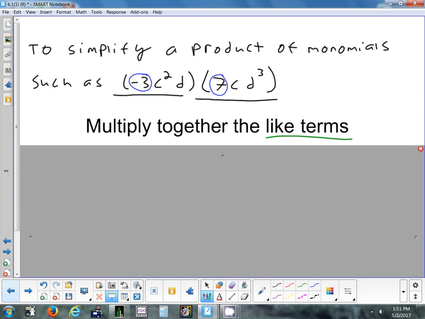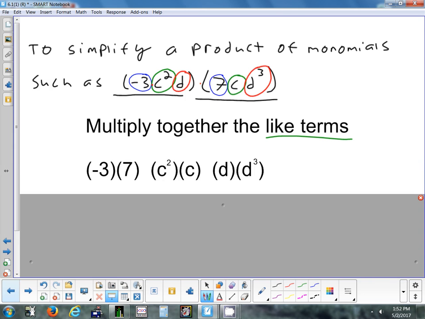What's after the -3? Okay, we have something with a C. Do we have something with a C in the second one? Yep. And we also have a term that's a D, another term that's a D. And what operation are we doing here? There's only one operation in that whole problem. Multiplication. -3 times C squared times D times 7 times C times D cubed. It's times. Everything is times.